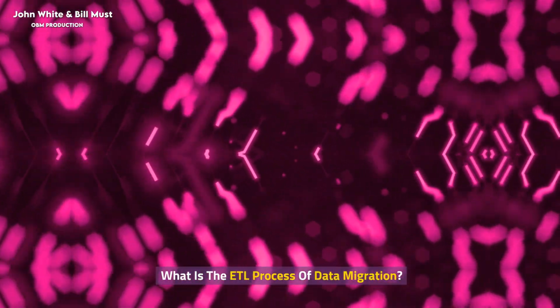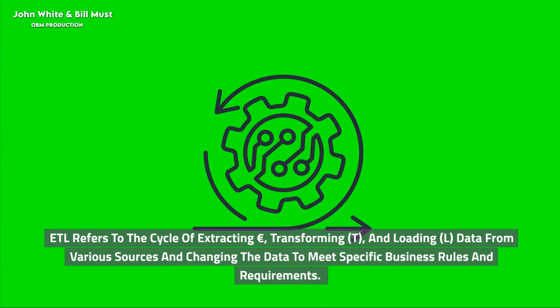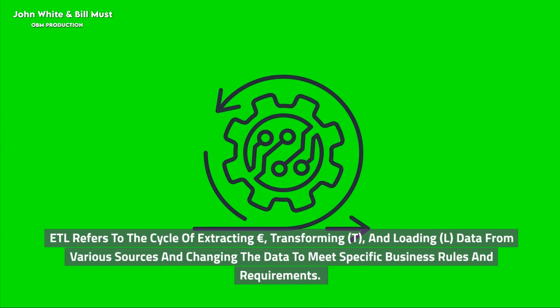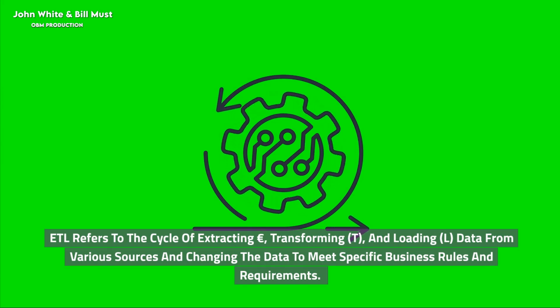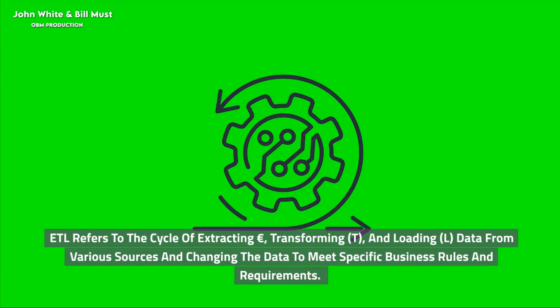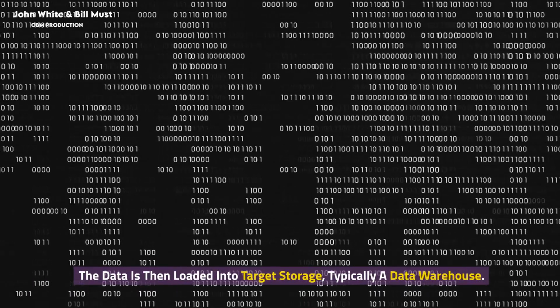What is the ETL process of data migration? ETL refers to the cycle of extracting (E), transforming (T), and loading (L) data from various sources and changing the data to meet specific business rules and requirements. The data is then loaded into target storage, typically a data warehouse.